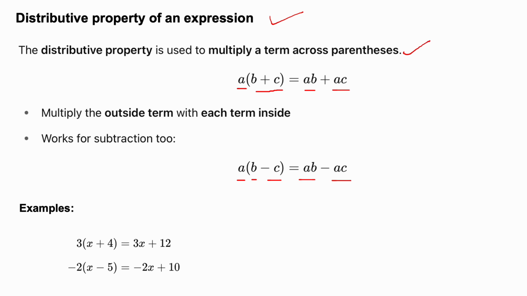Some other examples are say 3 times, in the bracket, x plus 4, it will be 3x plus 12. Similarly, if you have minus 2 and inside the bracket x minus 5, your final answer will be minus 2x plus 10.